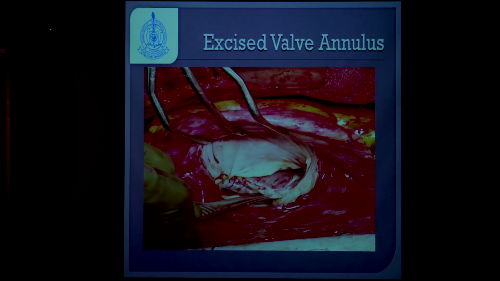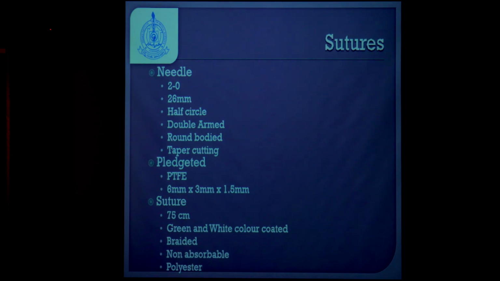Now, what is the suture that we use? We use a 2-0, 26 mm half circle, double armed, round bodied taper cutting needle with a PTFE 6 mm pledgeted suture which is 75 centimeters long, green and white color coated, braided non-absorbable polyester.